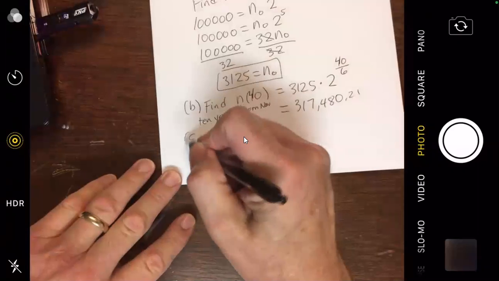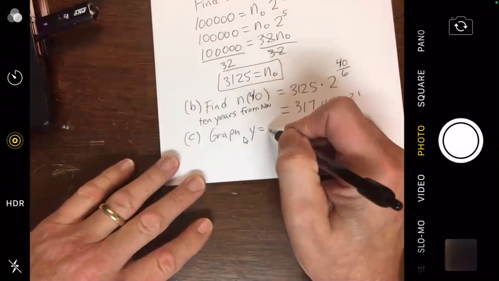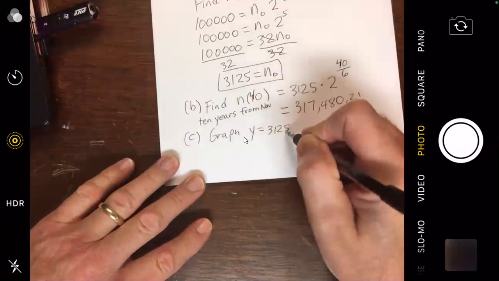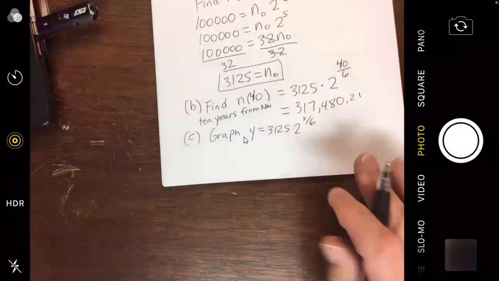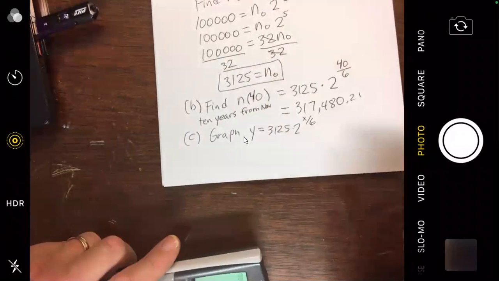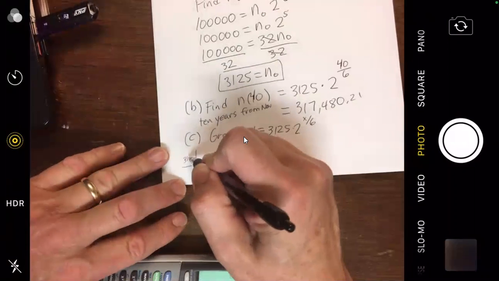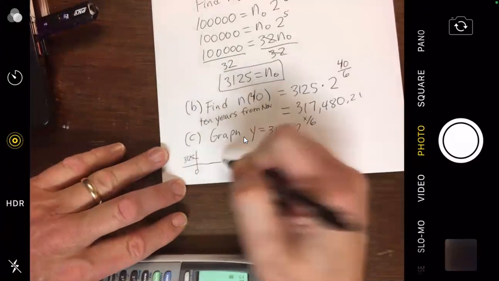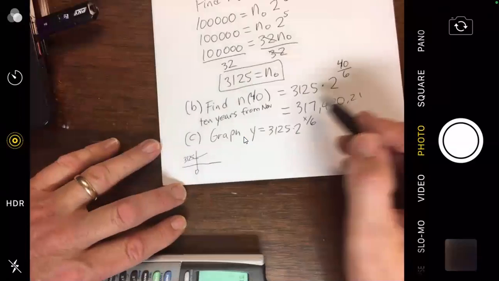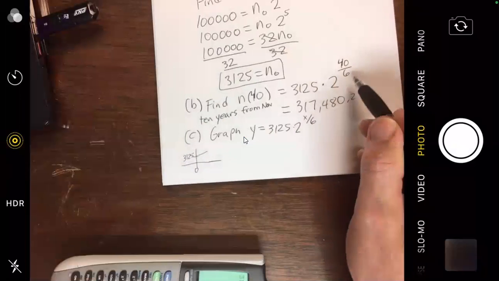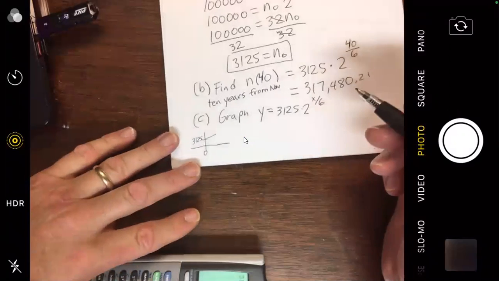Let's see, they want a graph. So you'd enter y equals 3125 times 2 to the x divided by 6. Trick though is, just to sketch it out, you're starting at 3125 at x equals 0, and then it's going up, and by what, 10 years, it was at 370, oh no, that's 40 years, 317,000. So it's in 40 years.